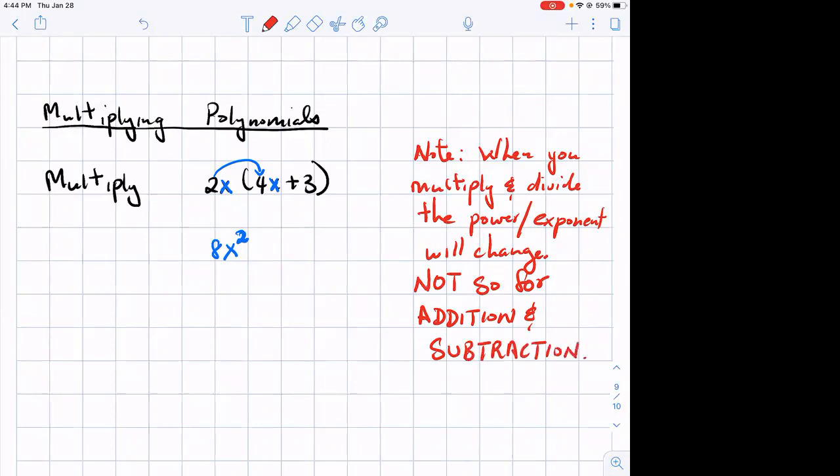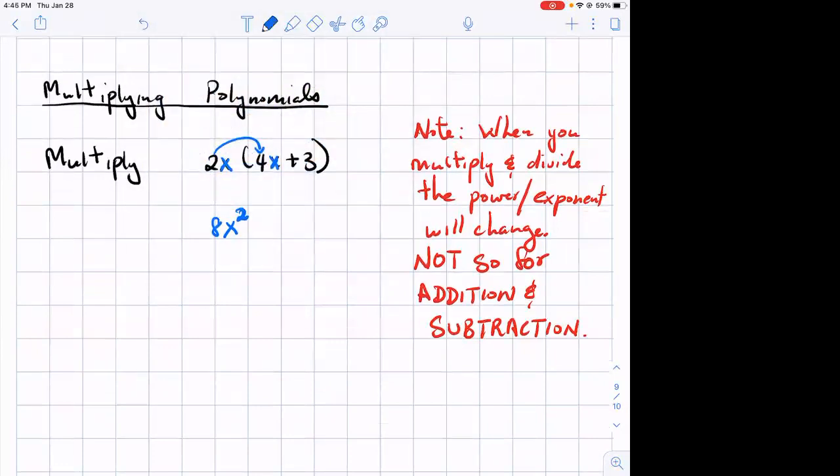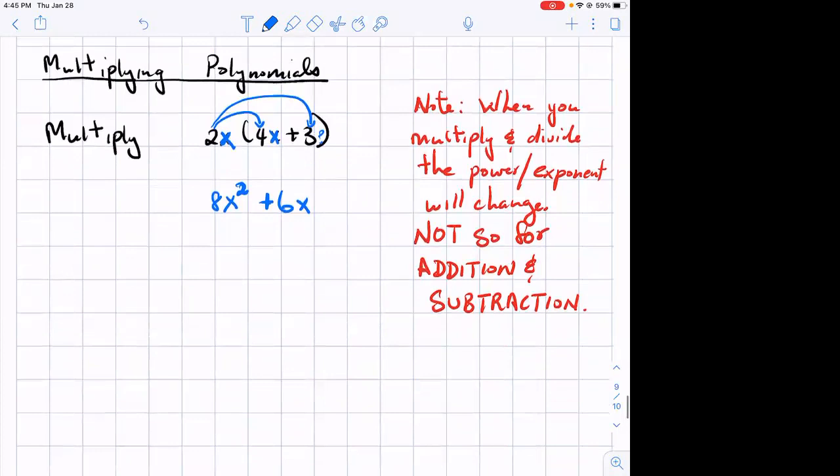Okay, this is not the case. So if you multiply again, 2 times positive 3 becomes positive 6, and then x here, and there's no x over here, so it just becomes the x come down. Okay. So when you multiply, the power changes.